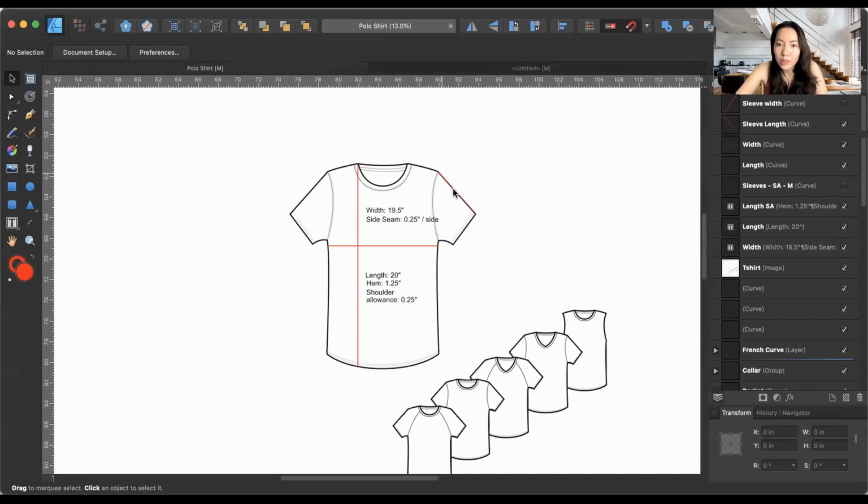There you go. So that's the red line, that's the length. And the width would be the widest part of the sleeve. So that's going to be around here, parallel to the hem. So over here, there. So it's going to be the biggest part of the sleeve.